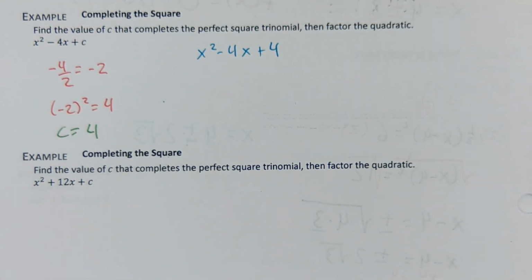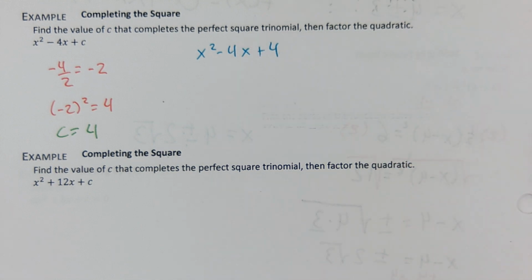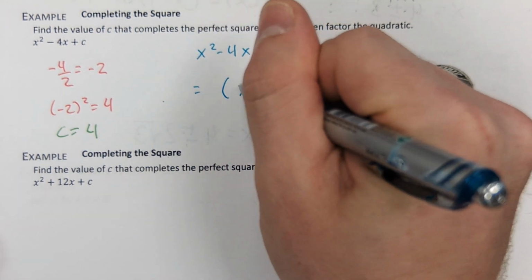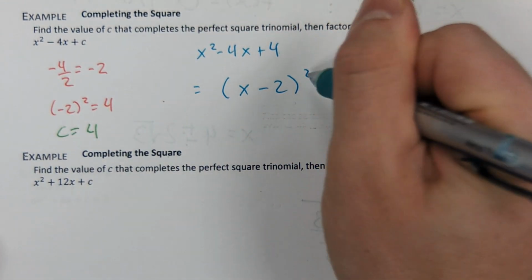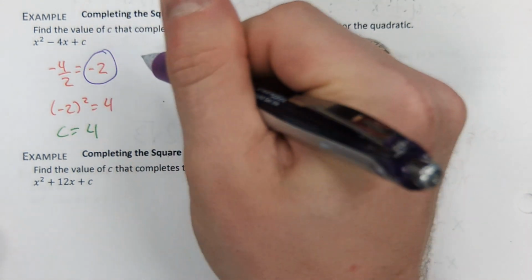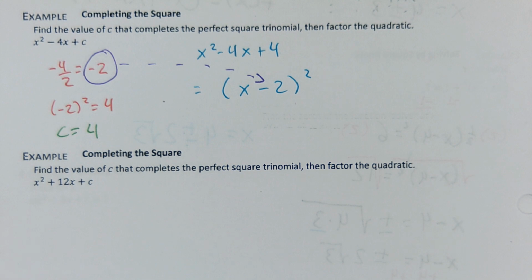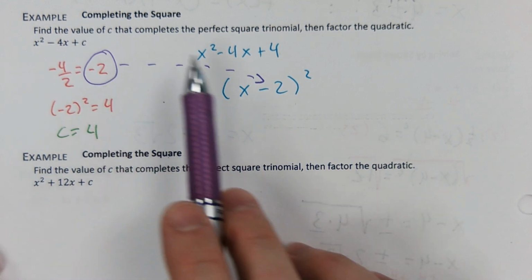The last set of instructions is to factor this. What two numbers multiply to 4 that add to negative 4? Negative 2 and negative 2. Check this out. Every time. Every time. This number belongs in here.